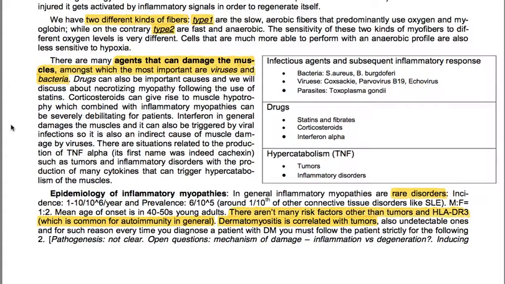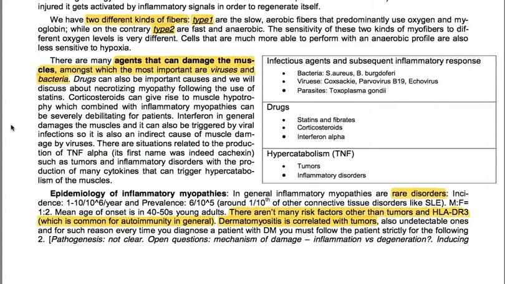There are many agents that can damage the muscles, among which the most important are viruses and bacteria. Drugs can also be important causes, and we will discuss necrotizing myopathy following the use of statins. Corticosteroids can give rise to muscle atrophy, which combined with inflammatory myopathies can be severely debilitating for patients. Interferon in general damages the muscles, and it can also be triggered by viral infections, so it can also be an indirect cause of muscle damage by viruses.